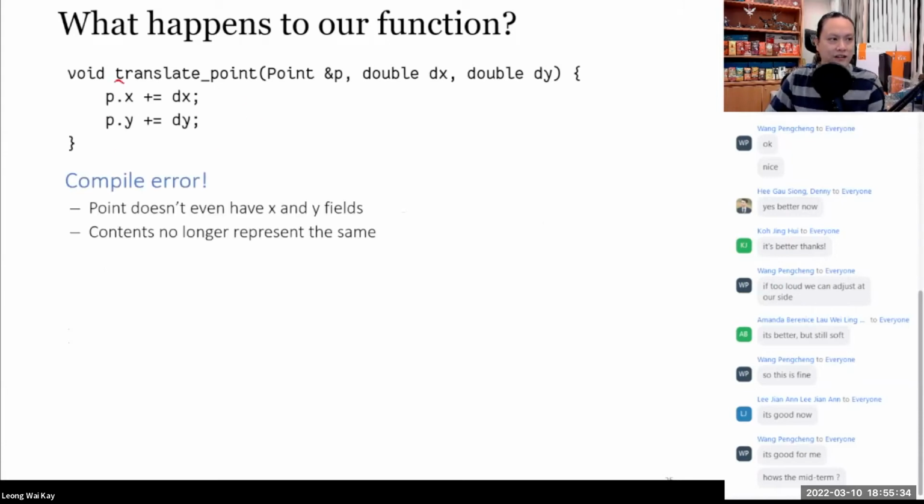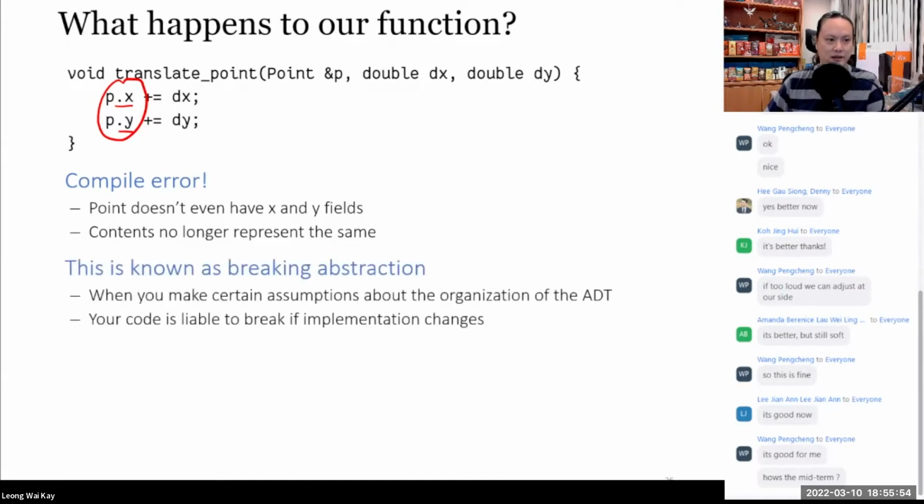You have a compile error, because how do you even know p has a dot x and dot y? It does not. My point is now angle and distance. So your translate function now cannot compile. It's outdated. The contents of x and y now represent different things. It doesn't even have x and y. So the error you commit here is called breaking the assumption. Basically you are making some assumption about the organization of the data type. That is not what we want to do.